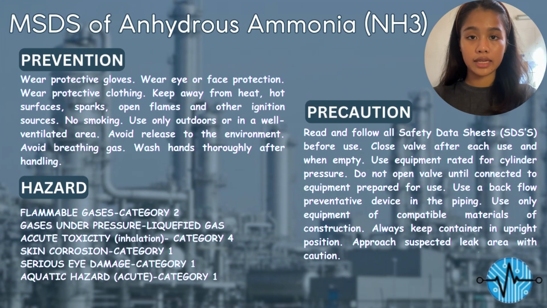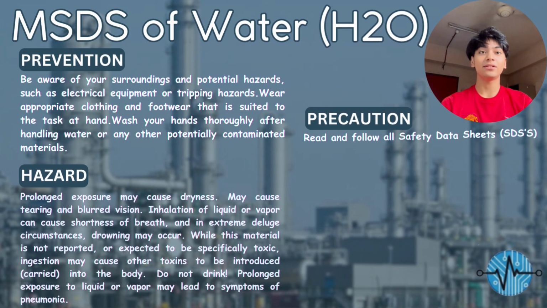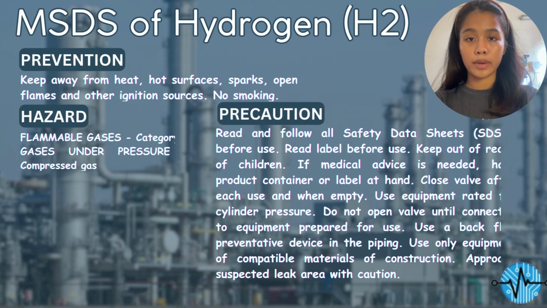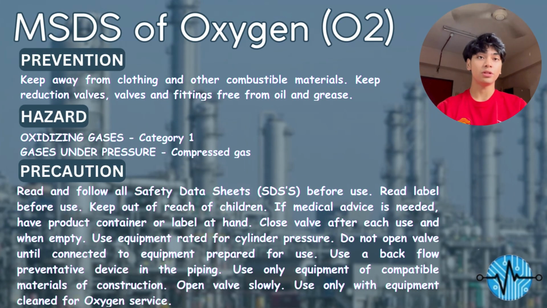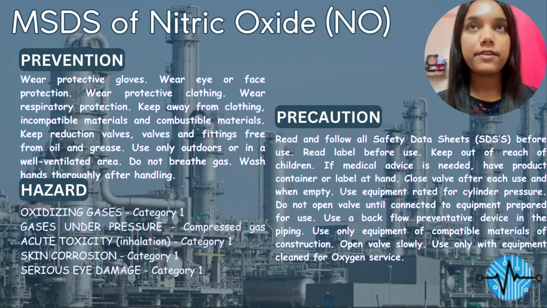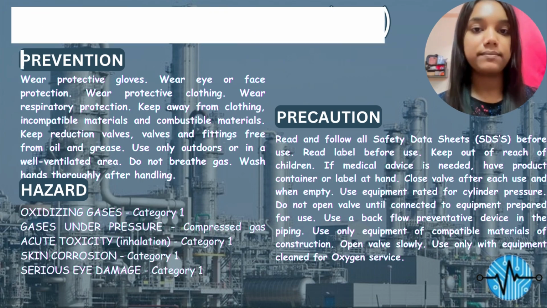This is the MSDS of NH3, which is anhydrous ammonia, which consists of precaution, prevention, and hazard. This is the material safety data sheet for water. This is the list of MSDS for hydrogen. This is the material safety data sheet for oxygen. This is the material safety data sheet for nitric oxide. In this slide we can see the prevention, precaution, and also the hazards for nitric oxide.